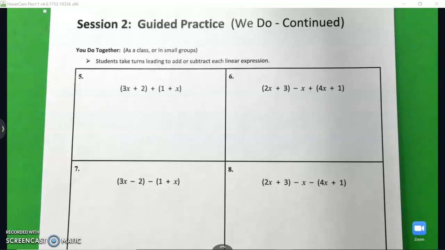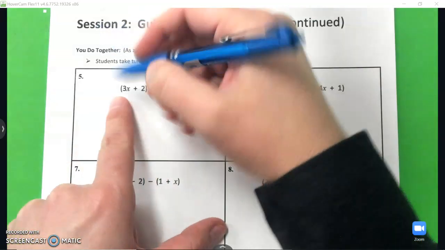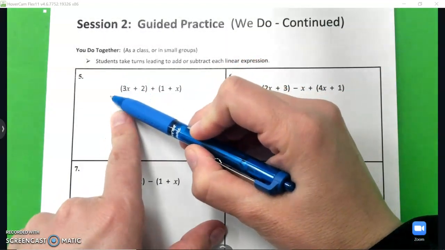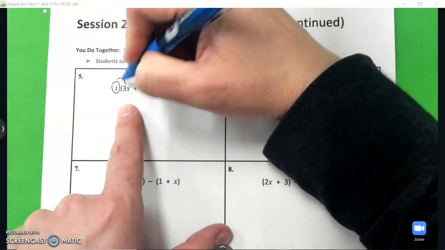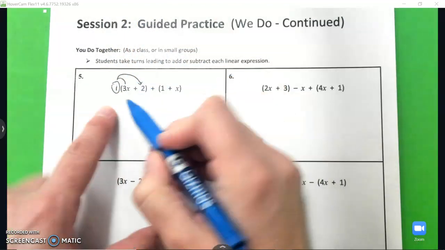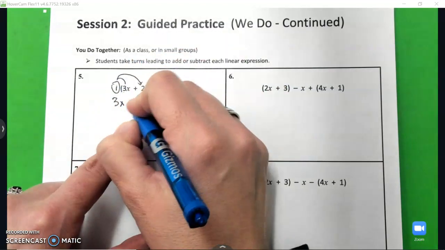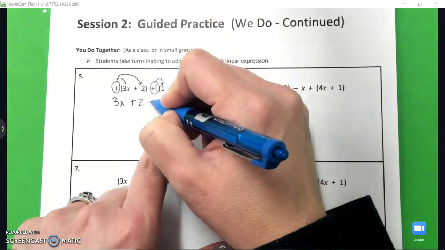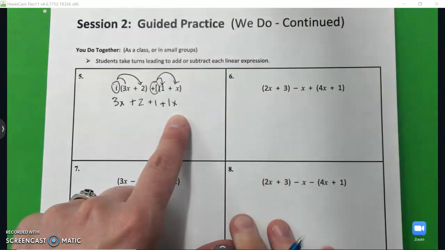Okay, we're looking at practicing combining like terms again today. So when we're looking at our information here, remember that we have to do distribution, and when there's no number in front of our parentheses, we put in the number 1. So 1 gets multiplied by each term on the inside. So 1 times 3x is 3x, 1 times 2 is 2. And same thing here, 1 times 1 is 1. And 1 times x would be 1x.